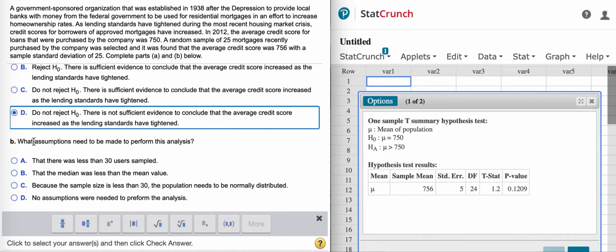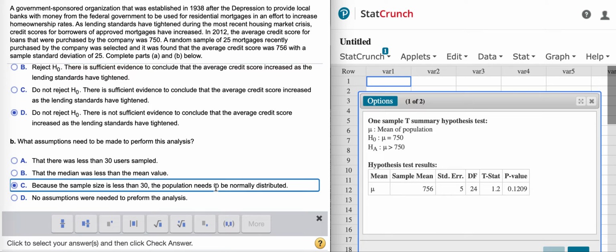And in part B, it's asking what assumptions need to be made to perform this analysis. Well, we took a random sample of 25 mortgages, and that sample size is not sufficient for the central limit theorem to apply. So we're not guaranteed that the sample mean will behave like a normal random variable unless the population is known to be normal. And so here in part C, it says because the sample size is less than 30, we need the population to be normally distributed. So C would be our choice.